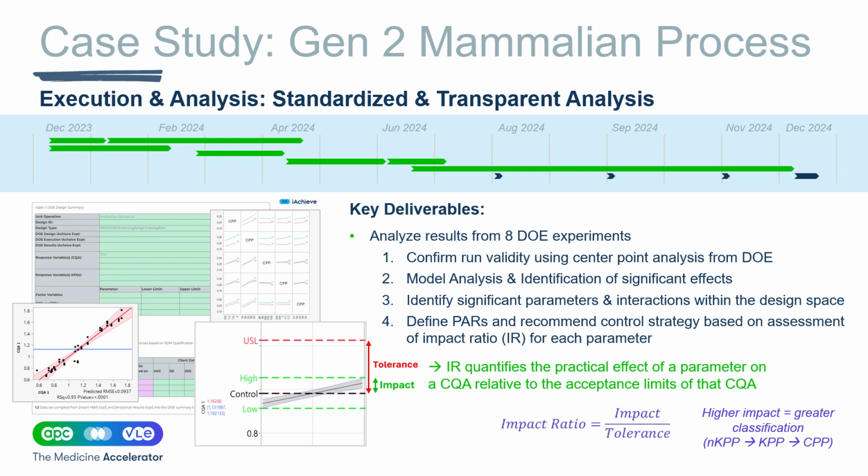And then lastly, we can classify parameters through the impact ratio assessment. So the impact ratio quantifies the practical effect of a parameter on a CQA relative to the acceptance limits of the CQA. So we use this with design space profiling to define proven acceptable ranges and recommend a control strategy based on the impact of each parameter on product quality.